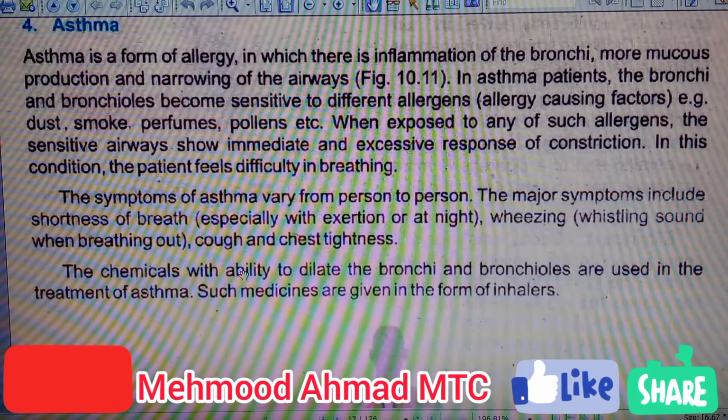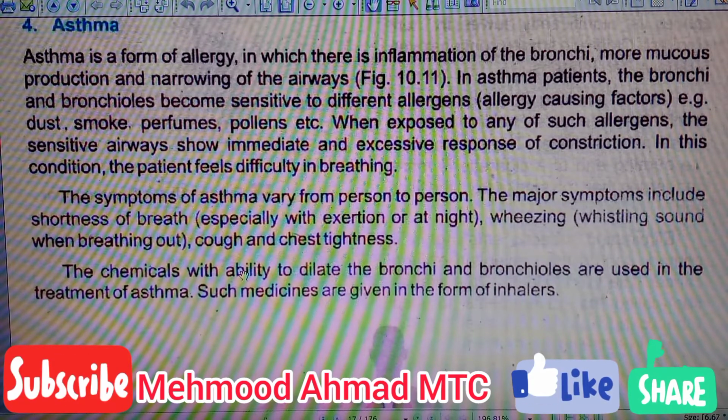Students, the fourth respiratory disorder is asthma. Asthma is a form of allergy in which there is inflammation of the bronchi, more mucus production and narrowing of the airways. In asthma patients, the bronchi and bronchioles become sensitive to different allergens. Allergy causing factors are known as allergens. For example, dust, smoke, perfumes, pollens, etc.